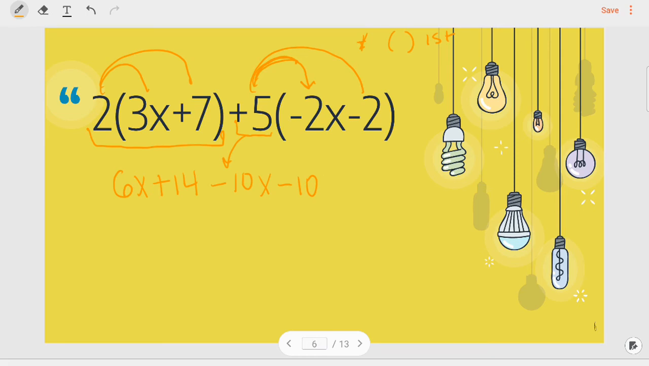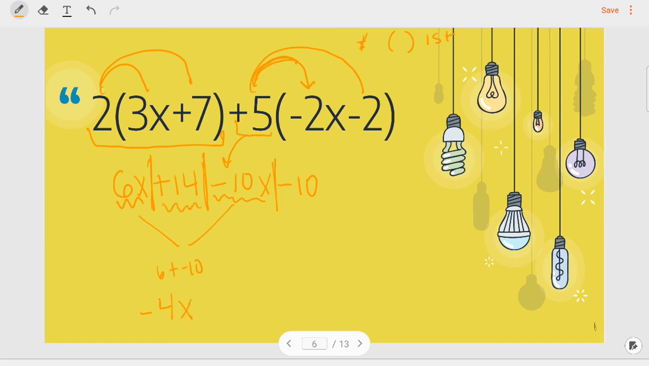Now that I have no more, I'm going to separate out my terms. Separate, separate, split, split. I'm going to combine. 6x, anything that it's like terms with, yep, negative 10x. So I combine. 6 plus negative 10, type that into your calculator or in your head. That gives me negative 4. What variable did I have? X.